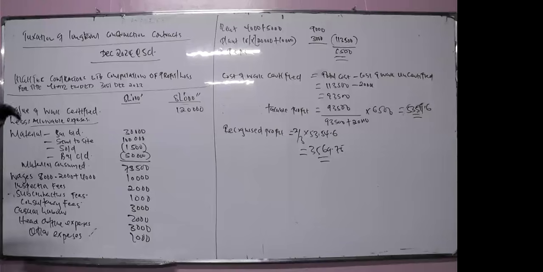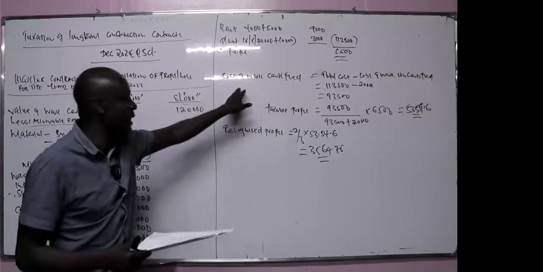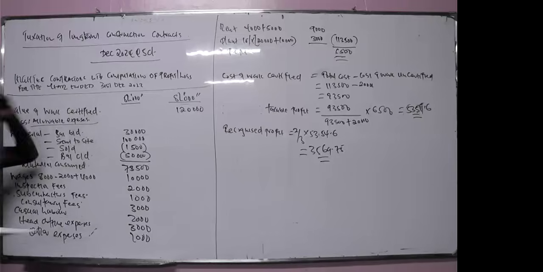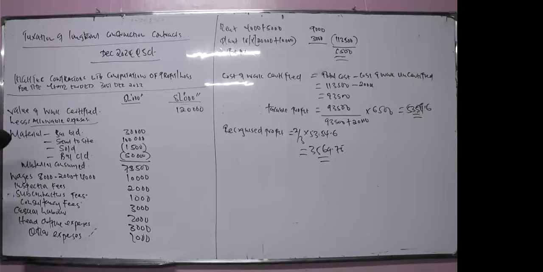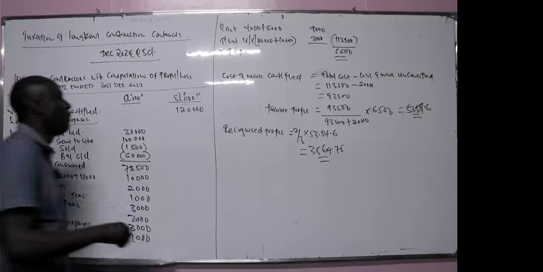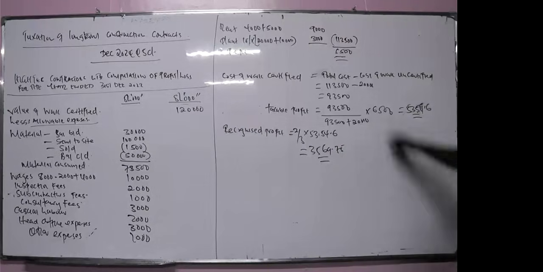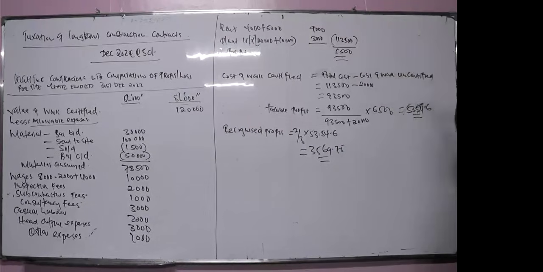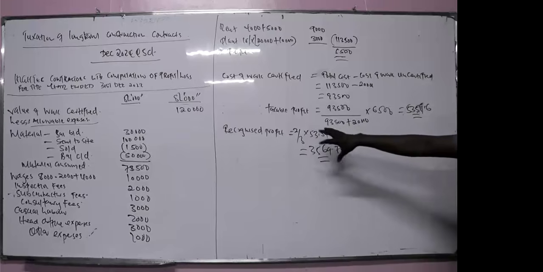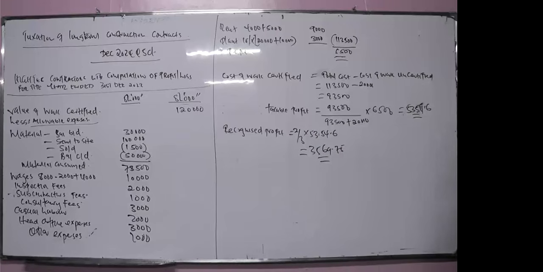So first of all, you'll determine the cost of work certified. That is different from the value of work. So we have the cost of work certified, which is the total cost minus the cost of work uncertified. Then taxable profit will be the cost of work certified over cost of work certified plus cost of work uncertified, times profit. Then you take that particular ratio that you have been told as recognized profit.